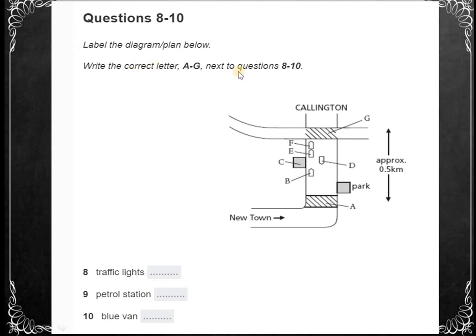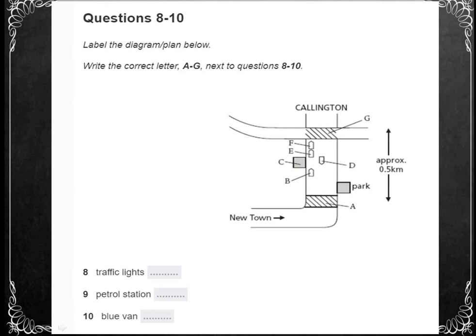This is going to be a diagram completion. While looking at the question, look at the diagram carefully, visualize it aerially to get the orientation of it, and look at the questions. Traffic lights, petrol station, blue van. So locate them quickly and let's hear the audio. Now listen and answer questions 8 to 10.